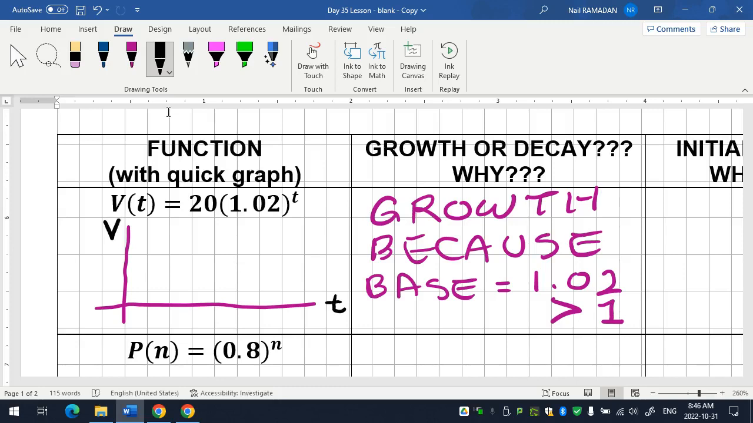Okay. Can someone tell me what's the initial value here? Come on, just look at the function. Which number is always the initial value? 20. The number before the bracket is the what? Is the initial value. And did you say that this one is growth or decay? Growth. So does it make sense to put the 20 here? Because I don't have what? Space. So that means I have to go somewhere below.